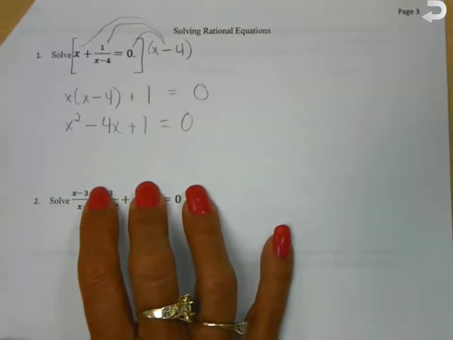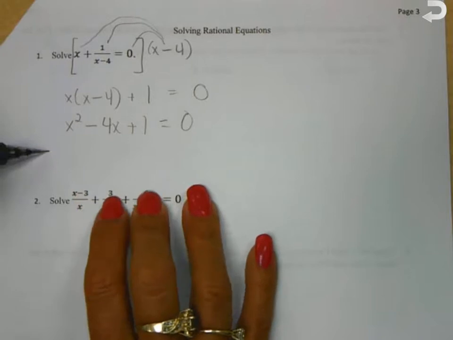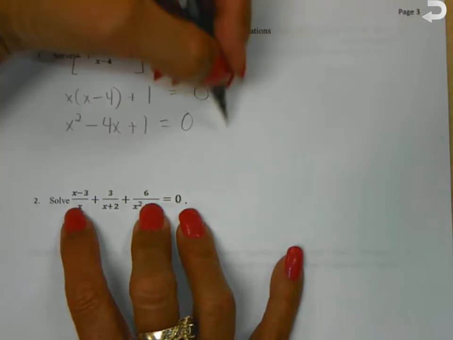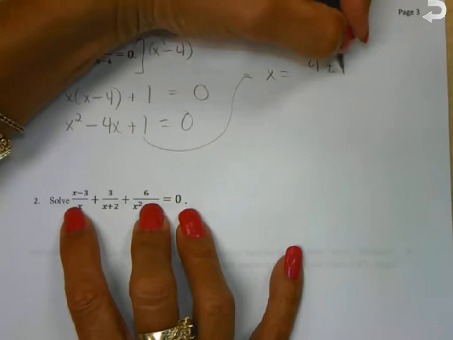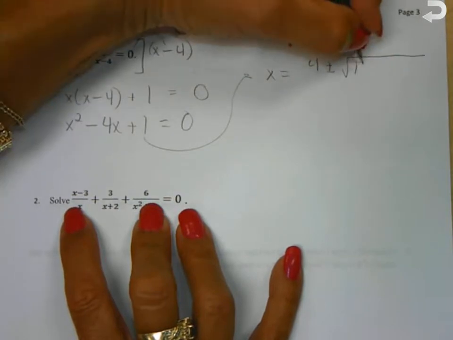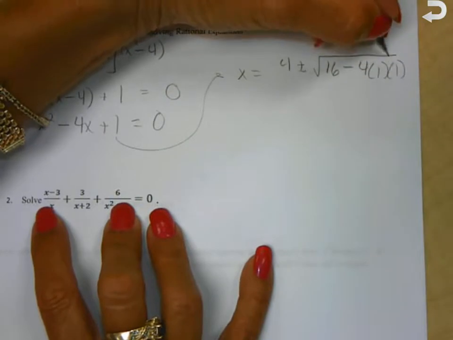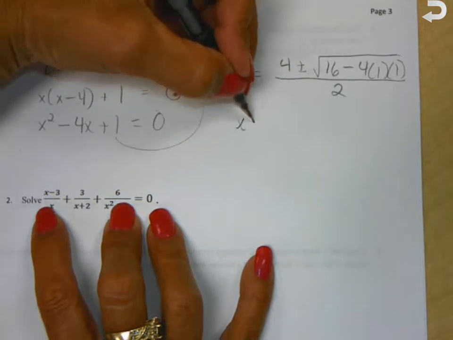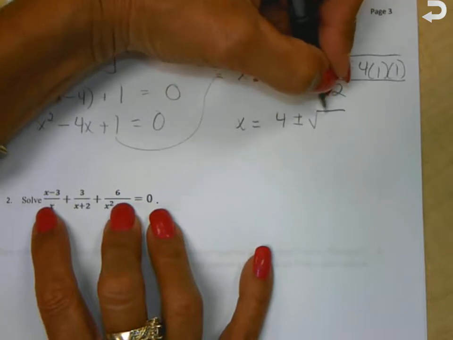Typically on a quadratic, when I'm given something like this, I like to try to factor it, but I can see that x minus 1 and x minus 1 would be the only ways to factor this over the set of integers, and that's not going to give me the appropriate middle term. So I know I'm going to have to use the quadratic formula. I know x is going to equal 4 plus or minus the square root of b squared minus 4 times a times c, all over 2a. And when I simplify that, I get 4 plus or minus the square root of 12.